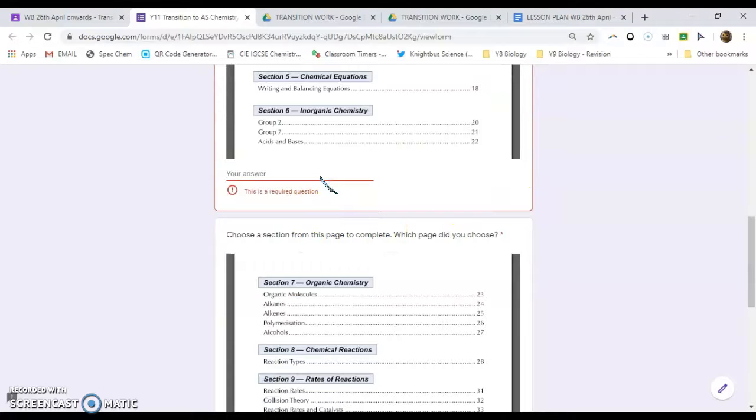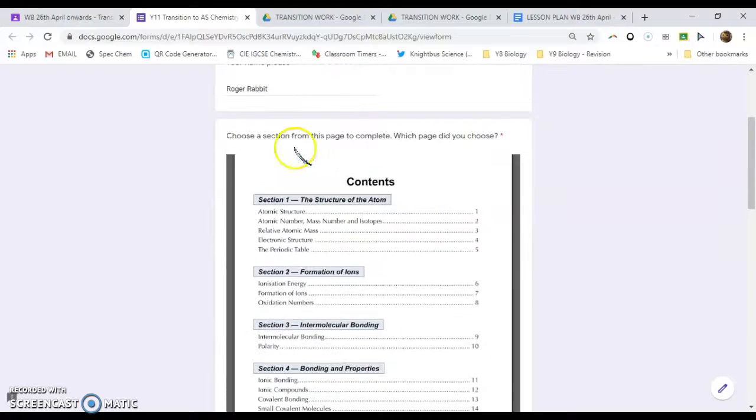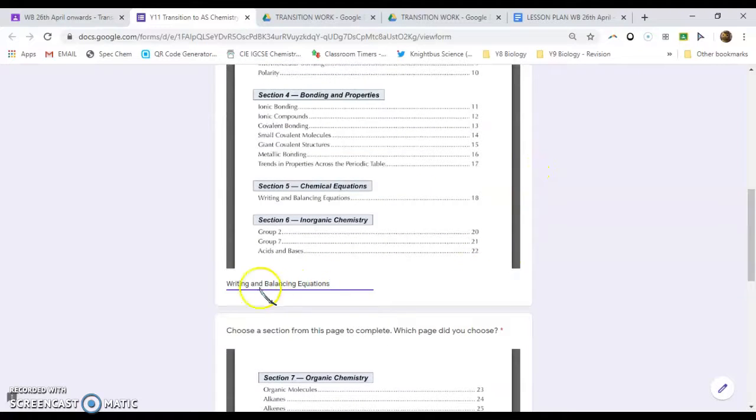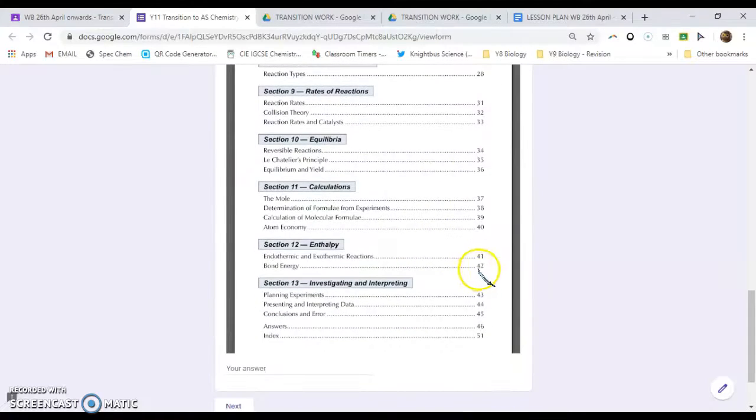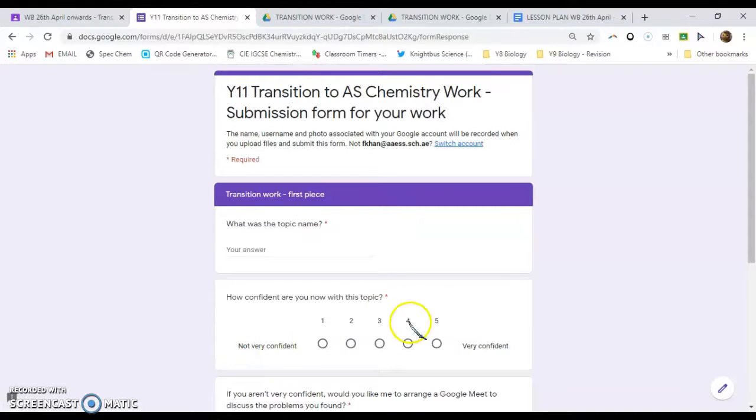And then I'm going to have, let's say, section 5, writing and balancing equations. Which page did I choose? I'm going to choose page 18. And then on this one, I could go for the mole, because rabbits like moles. Page 37, the mole. Let's click on that.